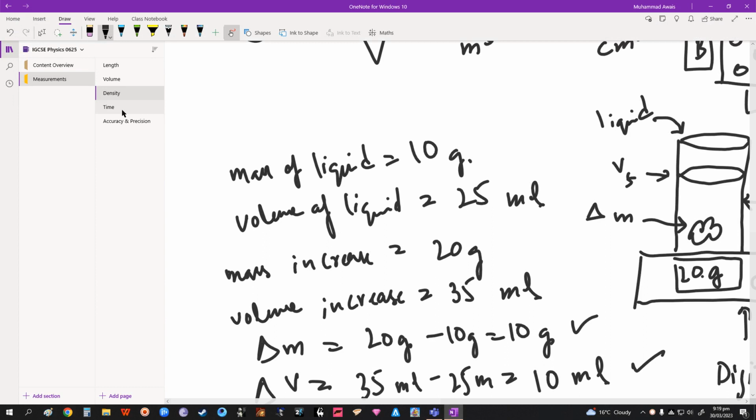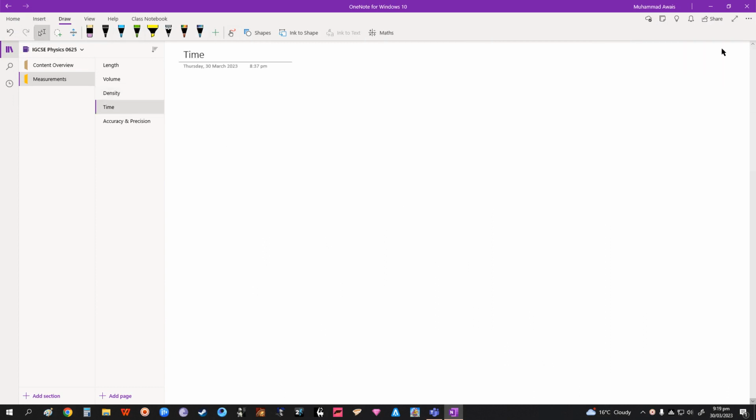which is time measurement. So what is time?